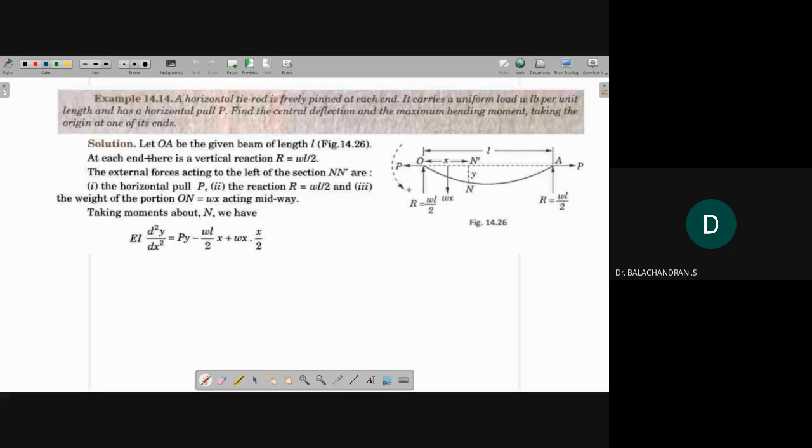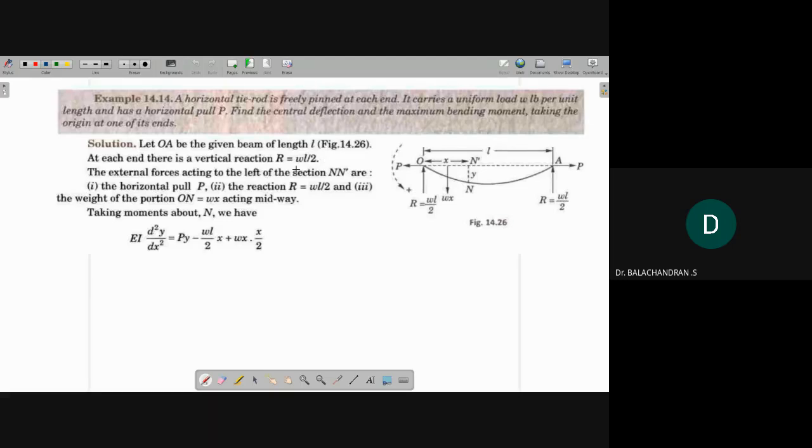We'll come to the solution part. Let OA be the given beam of length L, and it is given that at each end there is a vertical reaction R equal to WL by 2.